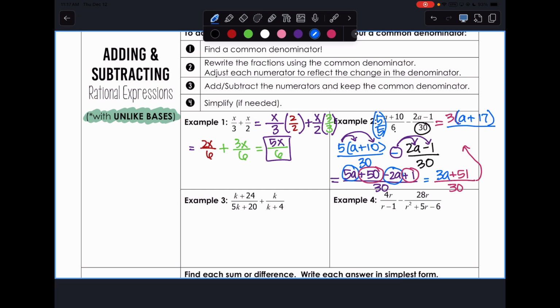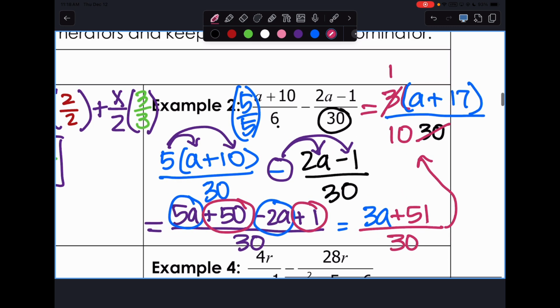And then I could write out 30 as 3 times 10, if that's easier for you to see. Or you could leave it as 30. It's up to you. Okay? So now can I simplify 3 over 30? Yes. Then I have 1 over 10. Which leads me to my final answer of a plus 17 over 10.